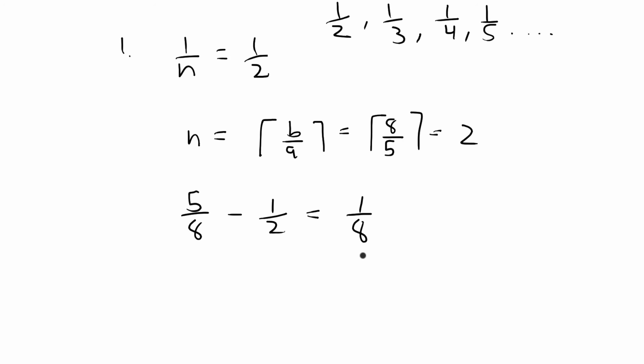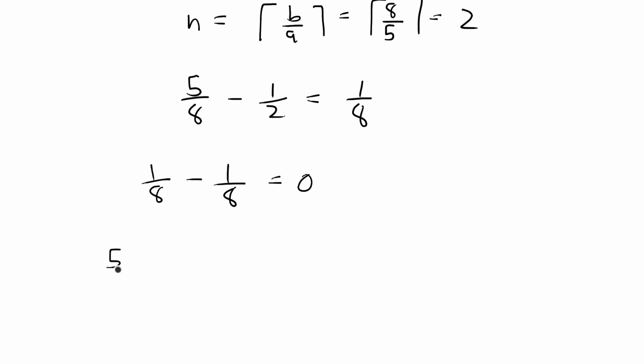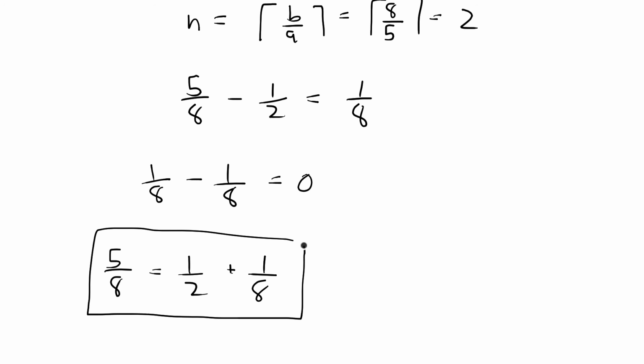This solution is pretty simple because the remainder is itself a unit fraction, and it's different from our first unit fraction. So 1 over 8 is a unit fraction, and it's different from 1 over 2. In the second step, technically, because we have a remainder, we pick our next largest unit fraction, which would be 1 over 8. And 1 over 8 minus 1 over 8 gives you 0, and we're done with the algorithm. So our final solution for 5 over 8 is 1/2 plus 1 over 8. And this is our solution using the greedy algorithm.